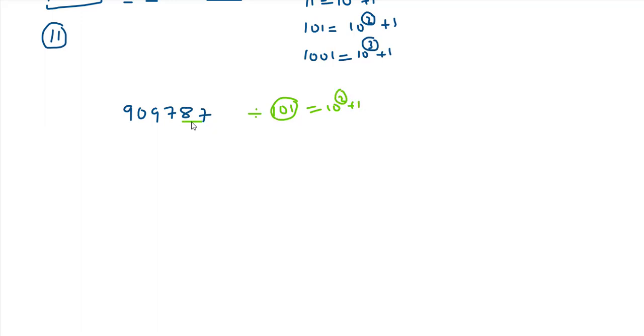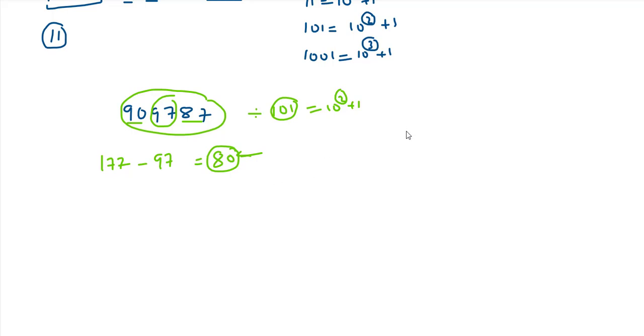So 87 plus 90, which will give us 177. From this we'll subtract the sum of even place digits. There is only one number, which is 97. If we subtract 97 from 177, we are going to get 80. Now since 80 is not divisible by 101, hence we can say that this entire number is not divisible by 101. What is the remainder? The remainder itself is 80.